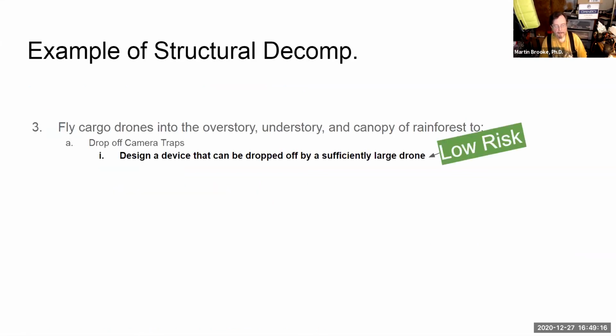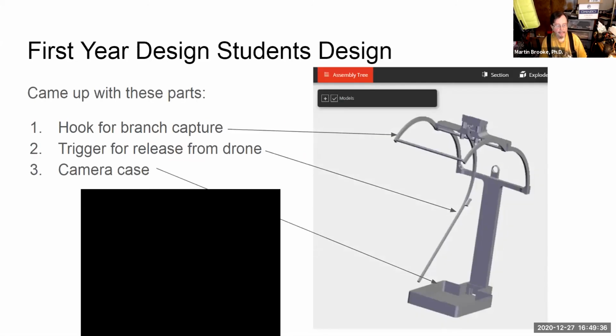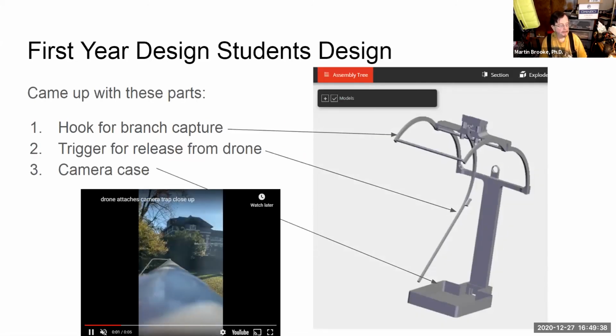Designing a device to drop off a camera trap onto a branch was deemed low risk enough to do in a semester by first-year design students. The students had to do a design, and they did structural decomposition as part of the design. This involved breaking the design up into pieces they could either buy or make. Here are the results of one solution.